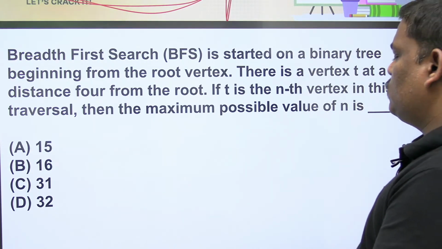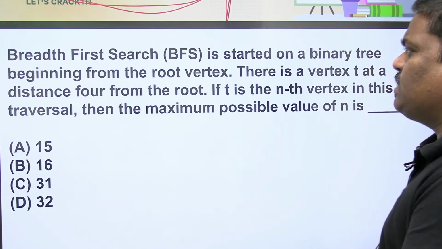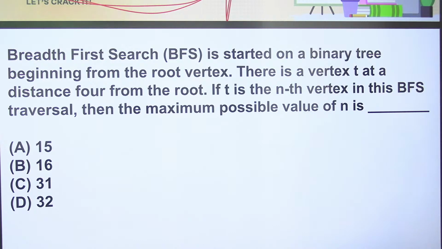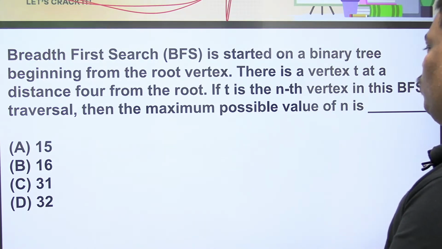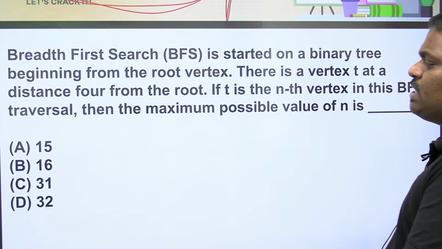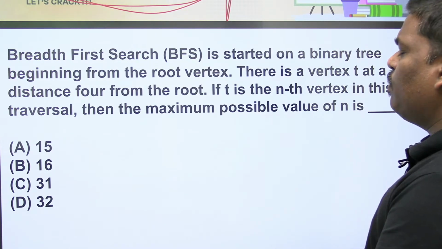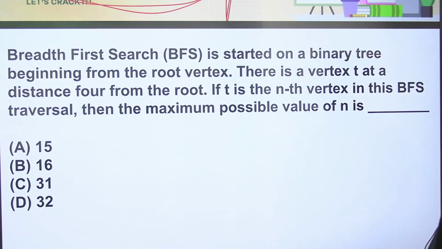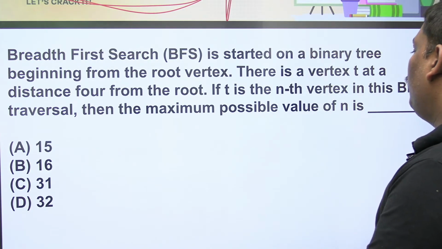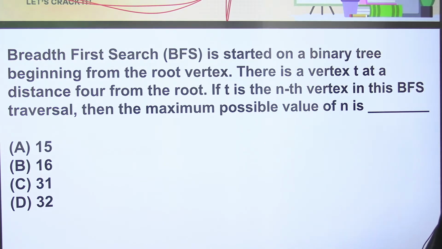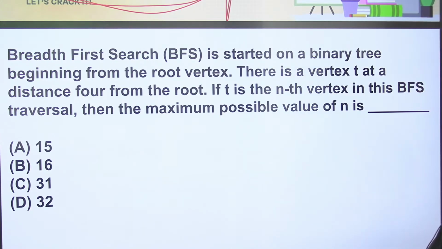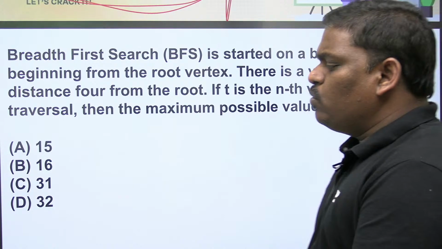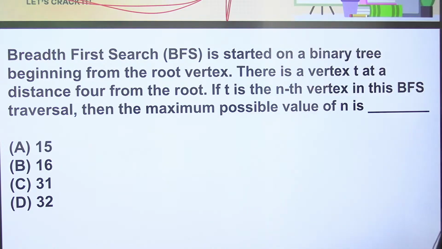I think that is the question he is asking. Basics only. BFS is applied on a binary tree. There is a vertex T at a distance 4 from the root. Distance means number of edges, not number of levels. If T is the nth vertex in the BFS traversal, then the maximum possible value of n is. That is the given problem. If anyone knows, can you try a little bit on this problem?